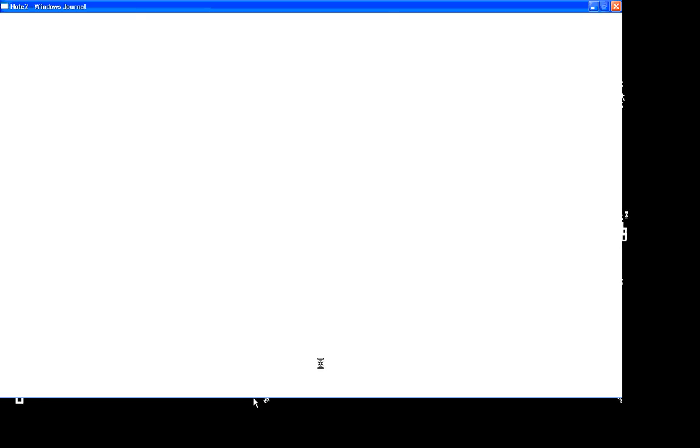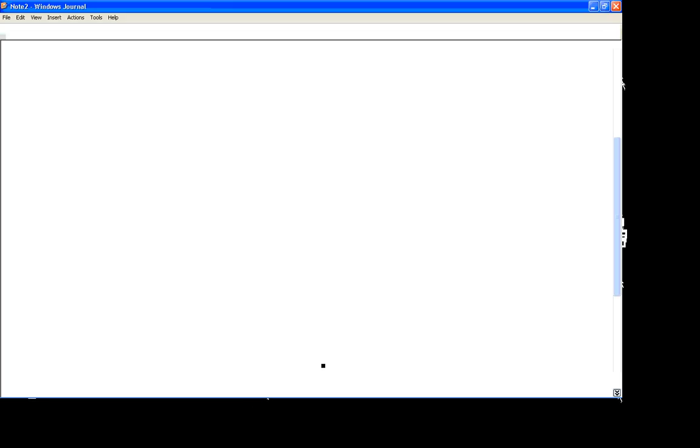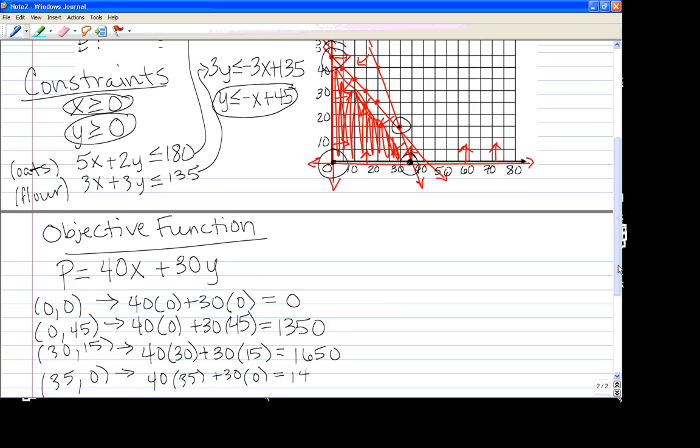Because we are looking to maximize our daily profit, I don't know why the screen keeps going blank here. I don't know if y'all are seeing that too.